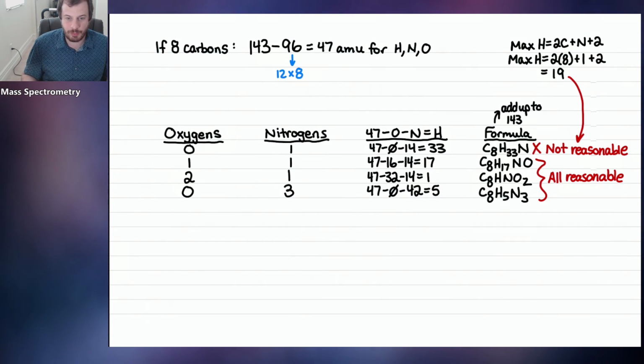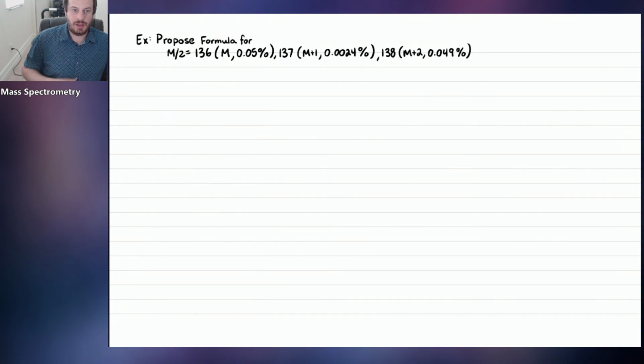All right, should we do one more just for practice? Let's do one more just for practice. Okay, I've provided some M over Z data for you. I see that the M over Z ratio is 136 for our parent ion with an abundance of 0.05. Our M plus 1 is 137, and it has a percent abundance of 0.0024. And our M plus 2 is 138 with 0.049.